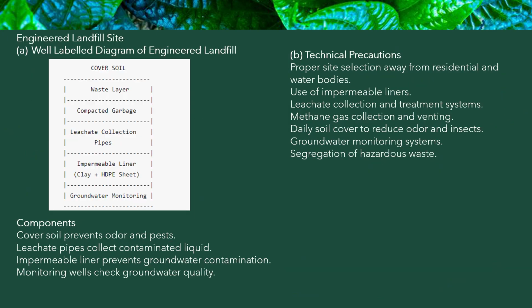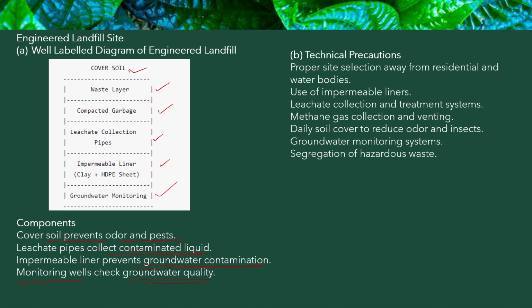Next, engineered landfill. This is your proper diagram where you have a cover soil, waste layer, compacted garbage, your collection pipes, impermeable, which means it cannot penetrate down, liner, and your groundwater monitoring. Component: cover soil prevents odor and pests. These pipes collect the contaminated liquid. Impermeable liner prevents your groundwater contamination, and monitoring wells check the groundwater quality.